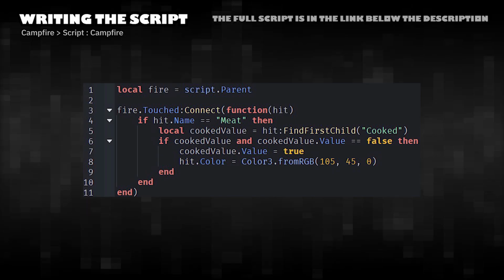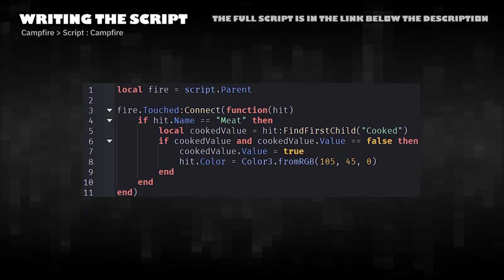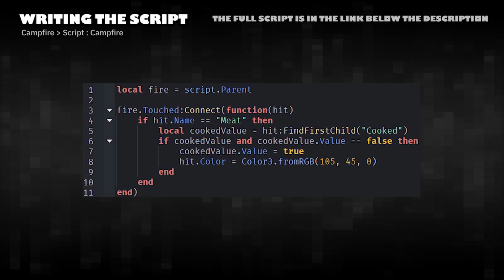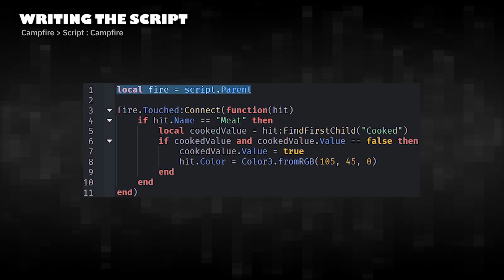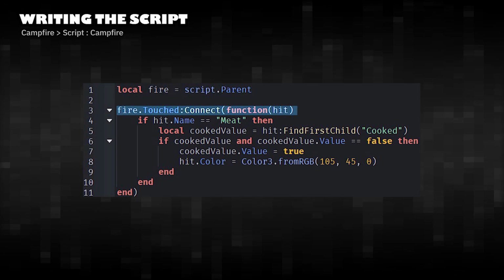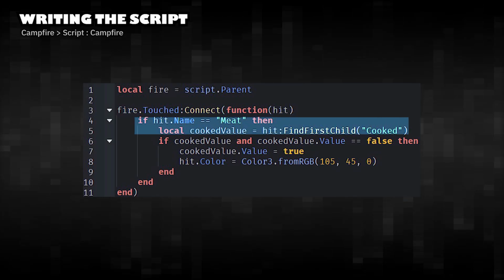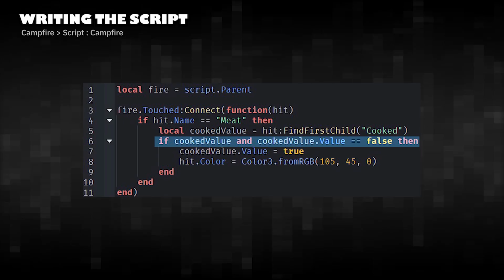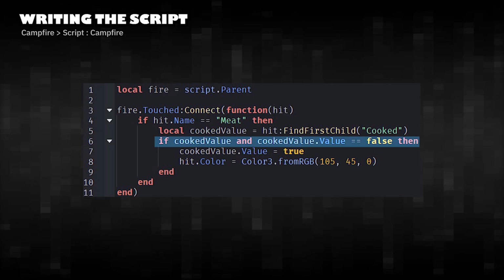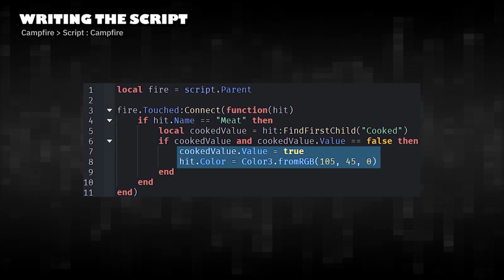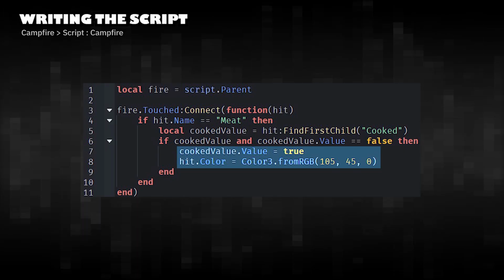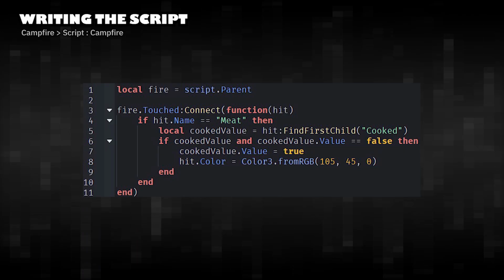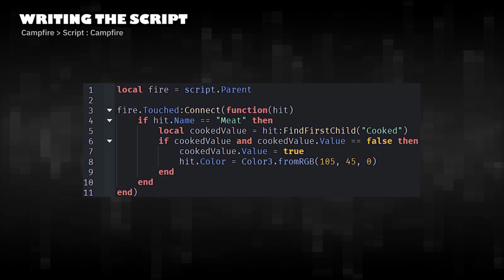Writing the script. This script cooks raw meat when it touches the fire by changing its cooked value. Get the fire part. Detect when something touches the fire. If the object is meat, find the cooked value. Makes sure the cooked value exists and the meat is currently raw. Then, sets cooked to true and changes the meat's color to brown. The meat is cooked and ready to eat.